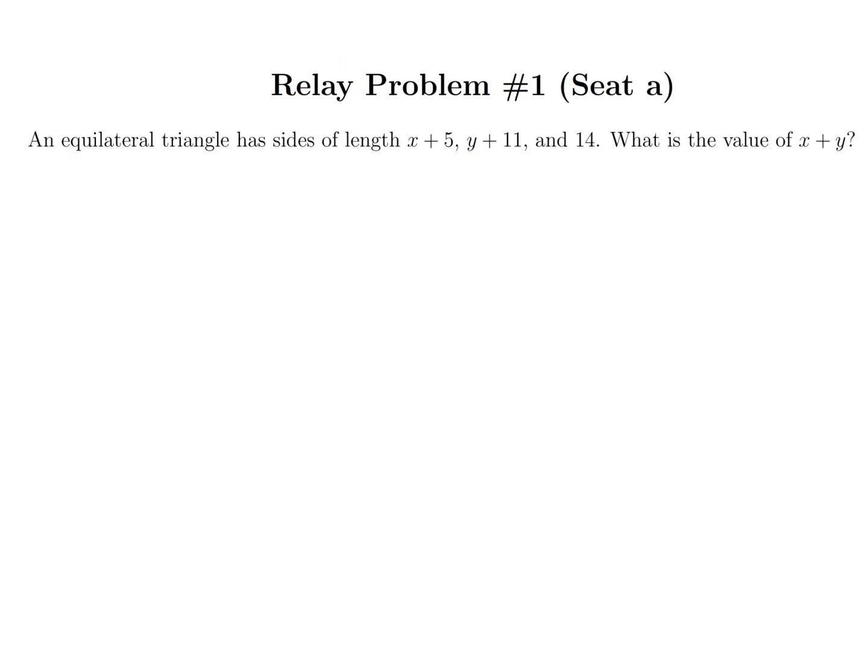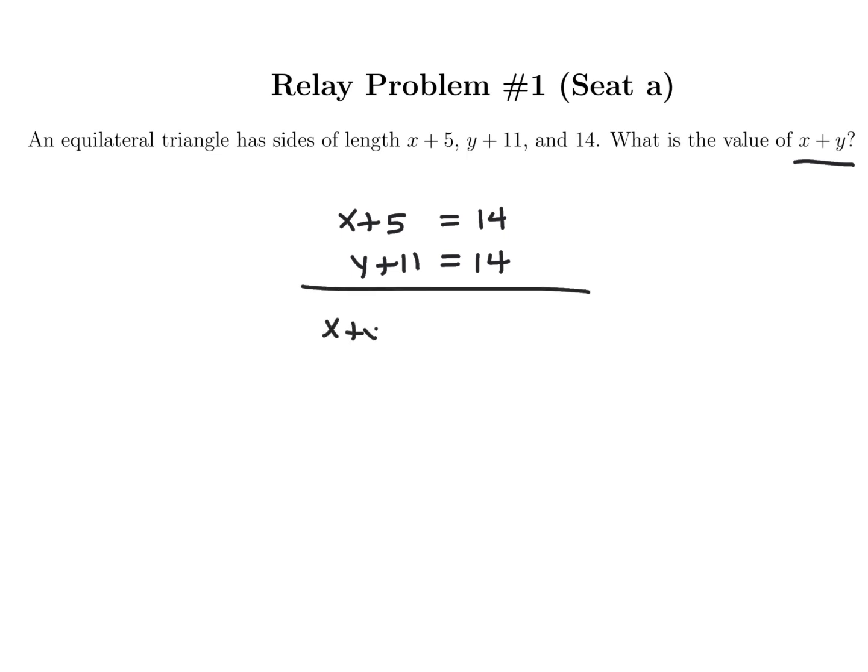An equilateral triangle has sides x plus 5, y plus 11, and 14. What is the value of x plus y? They're all equal, right? So x plus 5 is equal to 14. And then y plus 11 is also equal to 14. They want x plus y. So if I just add them, it'll be x plus y plus 16, and this will be 28. And therefore x plus y would be 12.